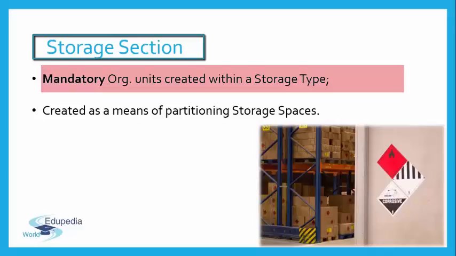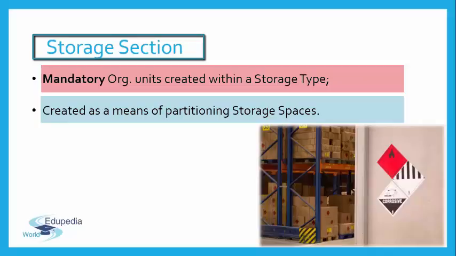Now, storage sections are mandatory organizational units, and they are defined within a storage type. These are created as a means of further partitioning storage spaces. A good example of a storage section would be in our bulk storage type. We have goods that go in there that need to be refrigerated. And so within the storage type bulk storage, we have a storage section refrigerated for our goods. And in that same storage type bulk storage, we have a normal room temperature section. So now what we've done is we've further subdivided our storage type into refrigerated and room temperature storage sections.